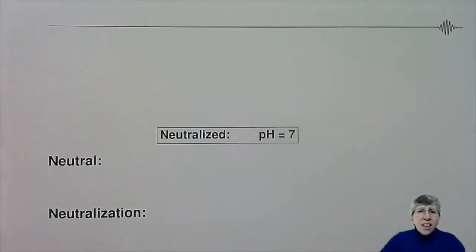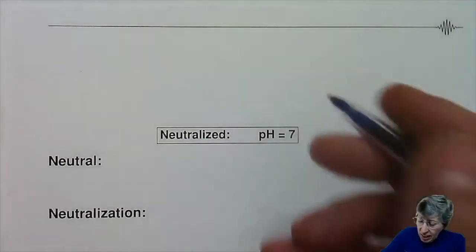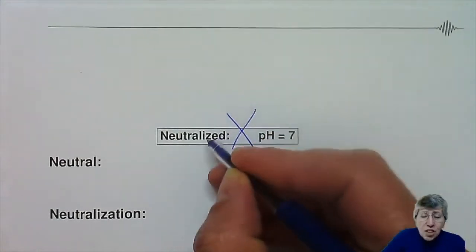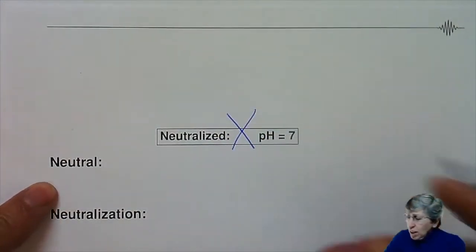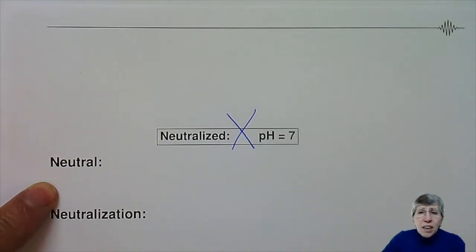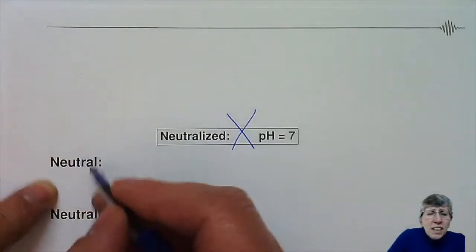And today I want to look at something that a lot of you get wrong. And that is when they tell you that something is neutralized, you can often assume that the pH is 7, and that is not true. Neutralized does not mean the pH is 7. So to understand that, we are going to look at the different words.